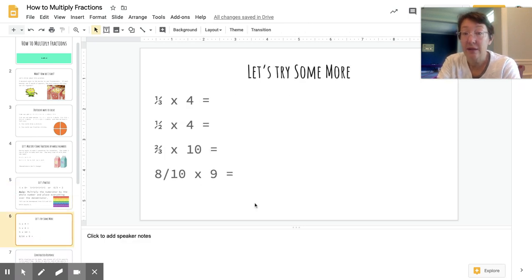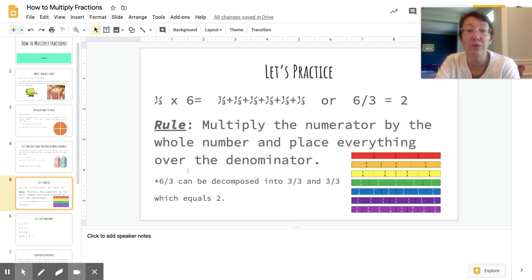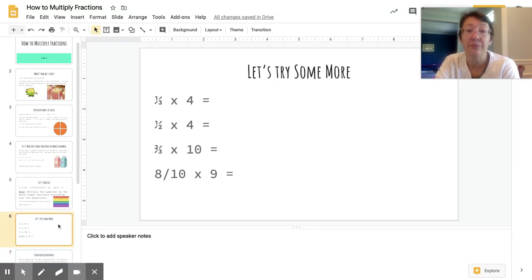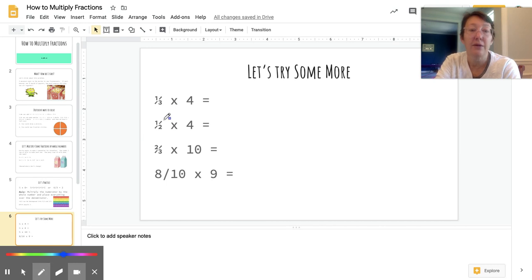Let's try some. If you follow the rule, which is right here, this is important, multiply the numerator by the whole number and place everything over the denominator. So here we go. So I'm going to get my little pen out. So I have 1/3 times 4. Well, I'm remembering the rule. I could do 1/3 plus 1/3 plus 1/3 plus 1/3.